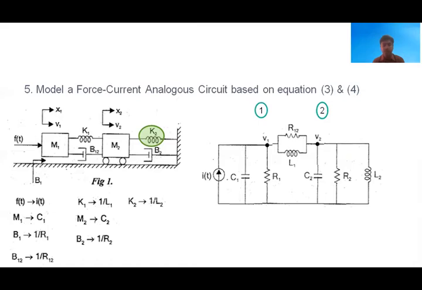Now you can cross verify that all the components which belong to node 1 in the mechanical system are exactly analogous to the electrical system components connected at node 1. Similarly at node 2, all the components connected in the mechanical system are analogous to the components connected at node 2 in the electrical system. And also the components connected in between M1 and M2 are analogous to the components connected in between node 1 and node 2 in the electrical system.